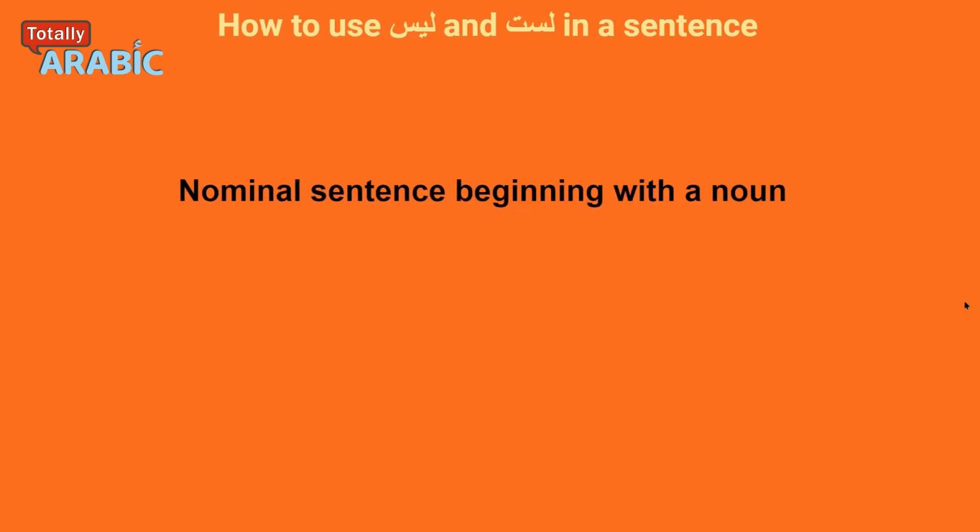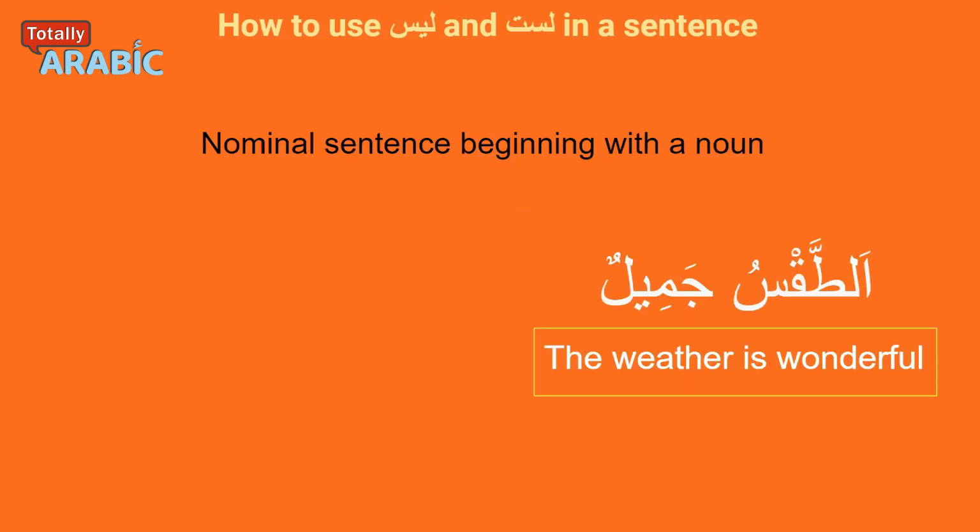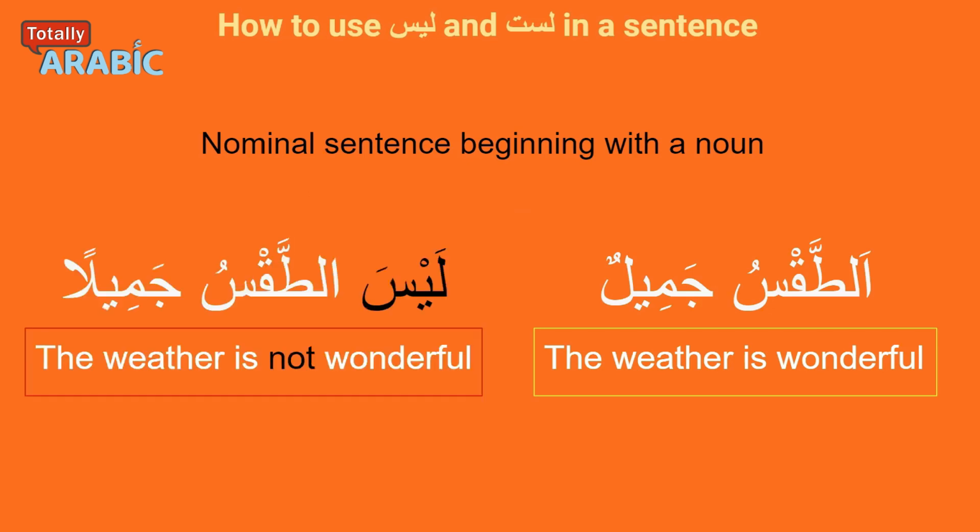Now let's have a look at the nominal sentence beginning with a noun, what we call in Arabic الجملة الاسمية. So this is one sentence: الطقس جميل, which means the weather is wonderful. If I want to make it negative, all I have to do is add ليس at the beginning of the sentence, and I should say ليس الطقس جميلا. The weather is not wonderful.